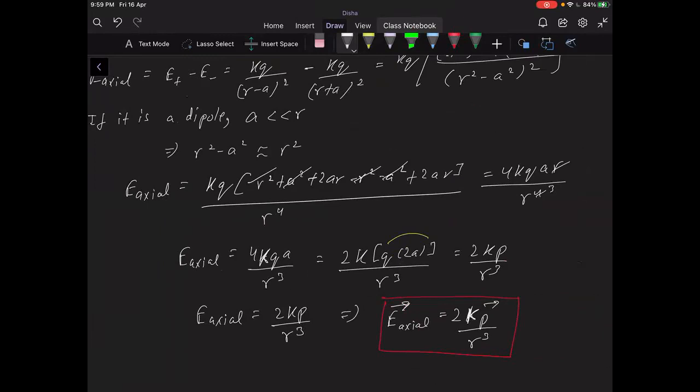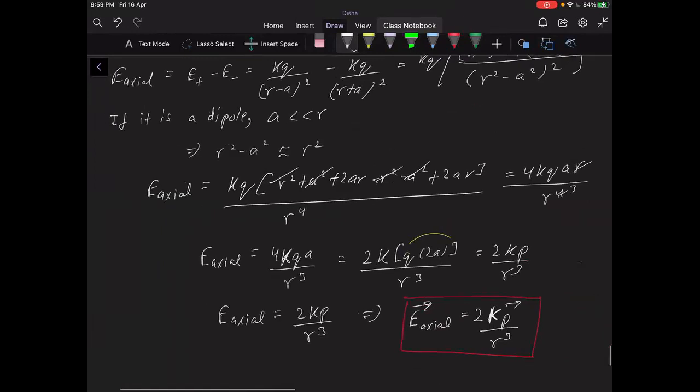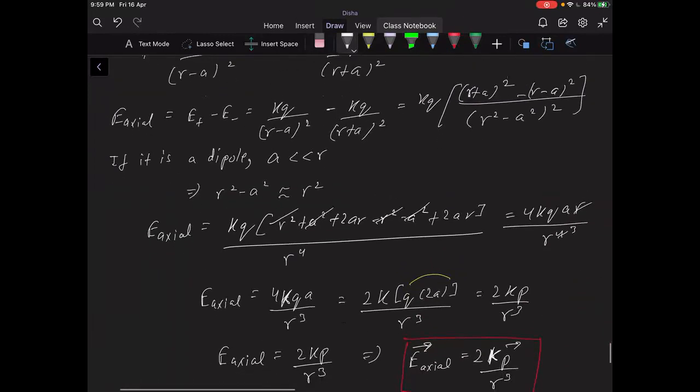So the derivation is not as difficult as it might look, but it can be boring. That's all. So this is the axial formula. Is this clear till here? Yes, sir.